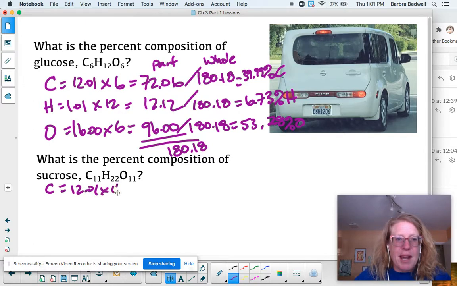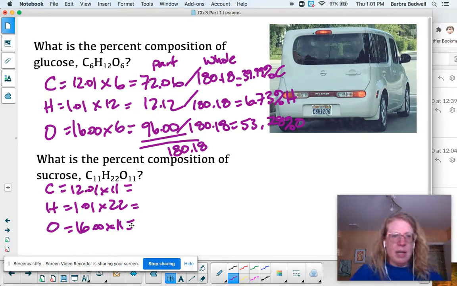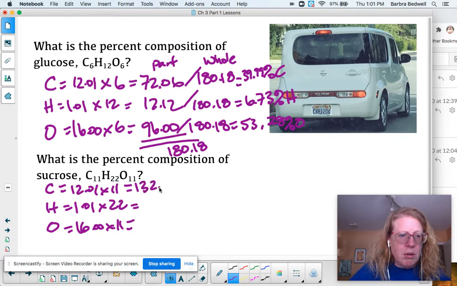12.01 times 11. I've got hydrogen is 1.01 times 22. Man, sucrose is big. Oxygen is going to be 16.00 times 11. Yeah, this is going to be a big, heavy molecule. A lot to it. 12.01 times 11. Oh, that's a big number. 132.11, 1.01 times 22.